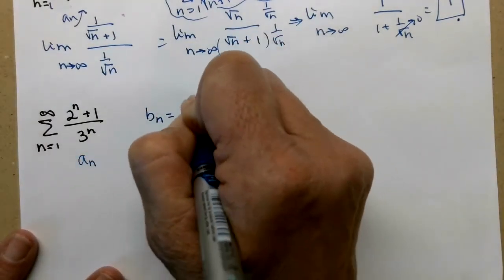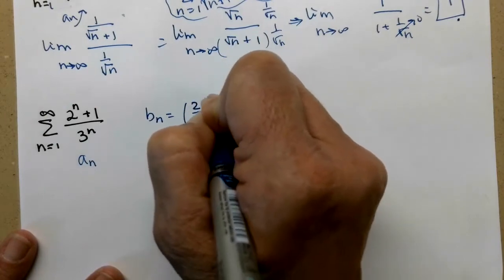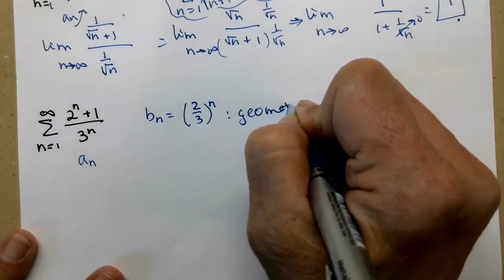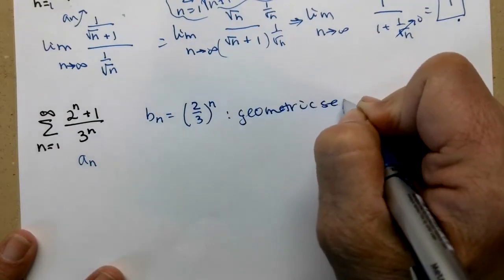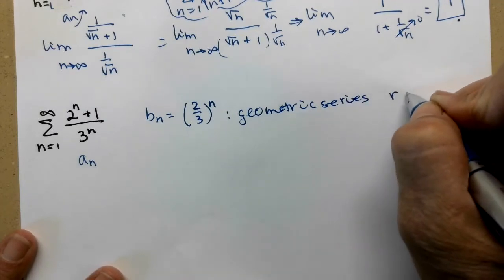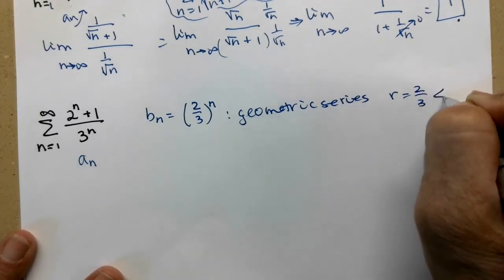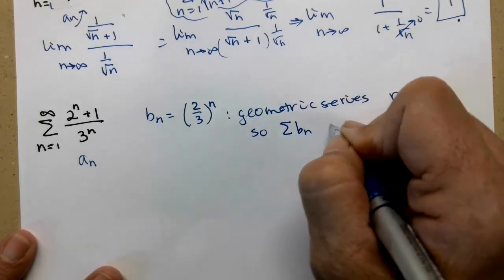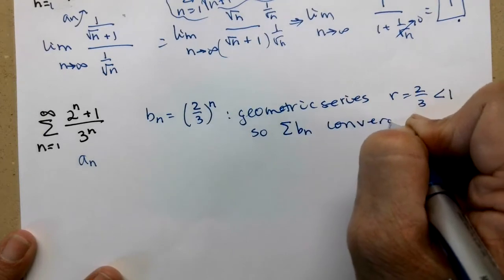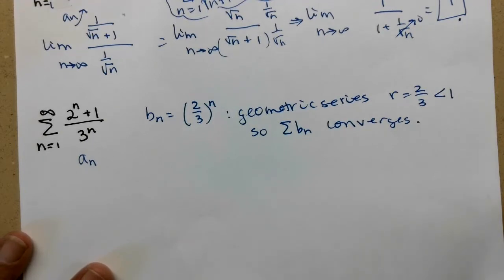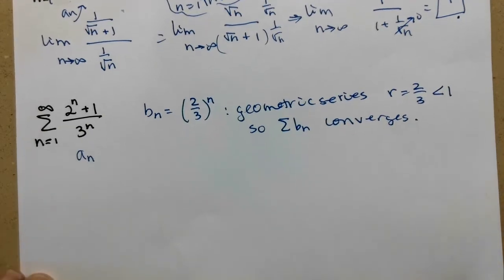To me, it kind of feels like 2/3 to the n, which is a geometric series. Common ratio r is 2/3, which is less than 1. So we know that my b sub n converges. So if the limit of the ratio goes to a number, then we know that a sub n also converges.